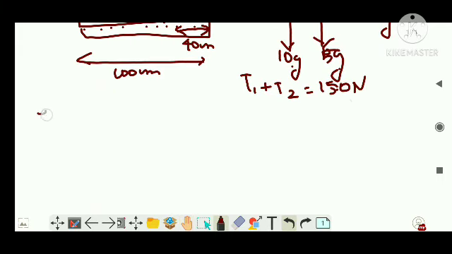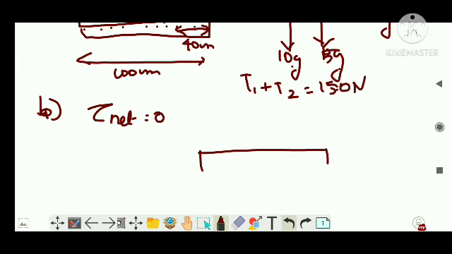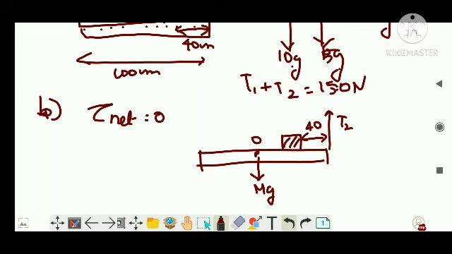Now similarly, there is another condition for static equilibrium, that is total torque is equal to 0, right? So let us take the same structure. Here let's say the center of mass of the rod is O, which gives you mg. Now the mass is kept here, at a distance of 40 centimeter from the center, and there is a tension T2 here and a tension T1 here. This rod is 100 centimeter in length, which means the center of mass will be exactly at its center, so this will be 50 centimeter.